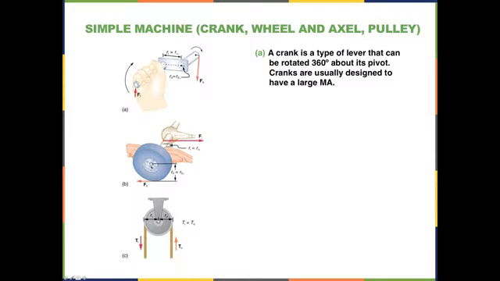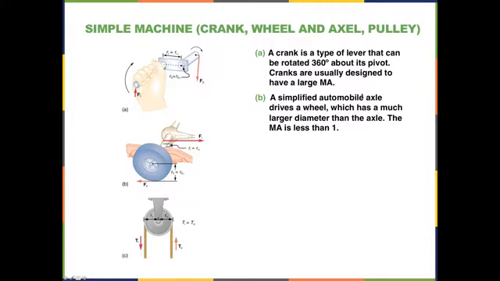This is an axle and a wheel. Here's the output here and the input here, and in this case, because of the design, there's actually no mechanical advantage. The axle and wheel is such that the mechanical advantage is less than 1 because of the design.